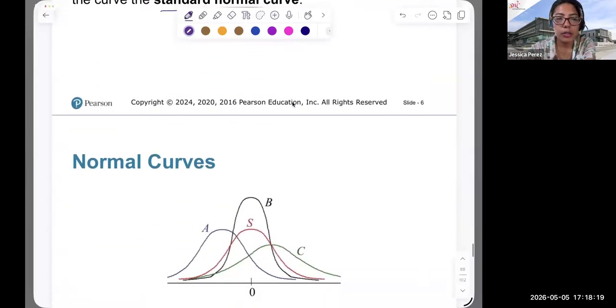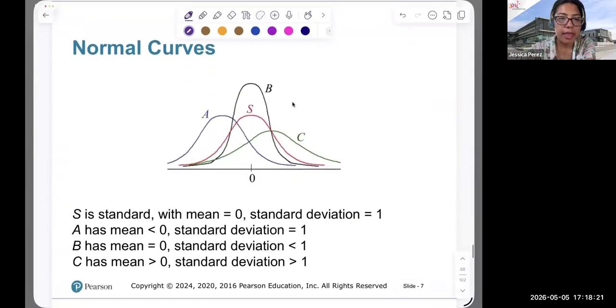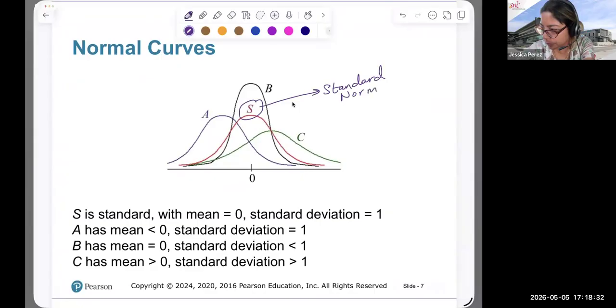Okay. So look at the difference. We have S, the standard normal, where the mean is 0 and the standard deviation is 1. That means the mean is equal to 0 and the standard deviation is 1, right? They're equidistant right here. Look at the mean. The mean is 0. But C, B, and A are symmetric.